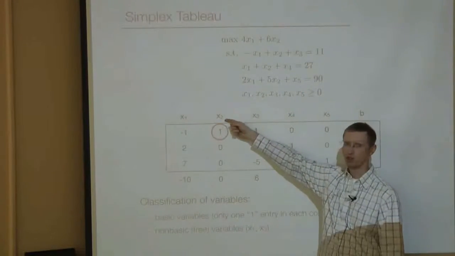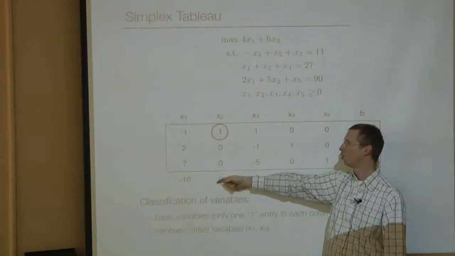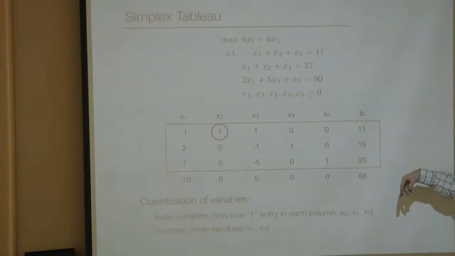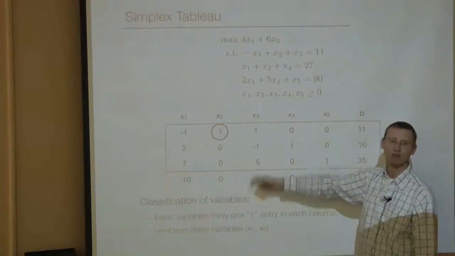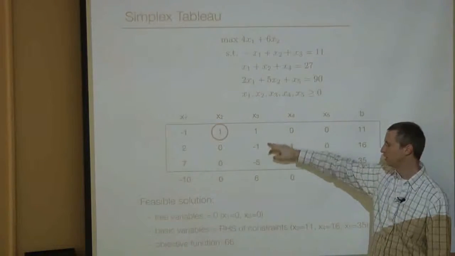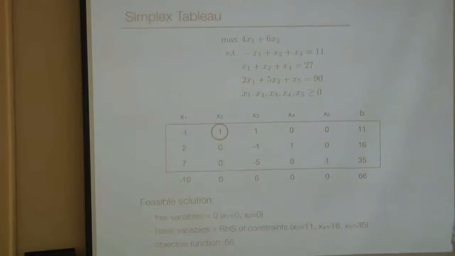Suddenly, x2, which was previously a free variable, is now a basic variable. We know that because it has all 0 entries and just one non-zero entry. However, some variable which before was a basic one, that was x3, is now a non-basic variable. So we have obtained a new vertex. How do we know the coordinates of the vertex? Well, we apply the same procedure. We set the free variables to 0. The free variables are x1 and x3. And the basic variables, we set them to the right-hand side of the constraint.